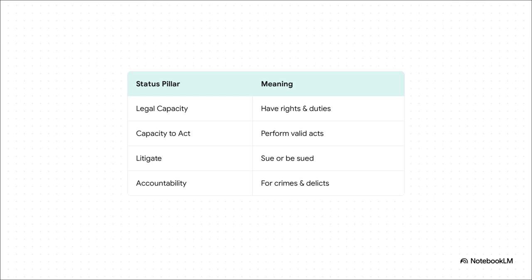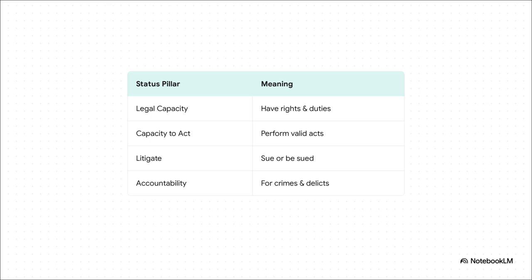Right. So when we talk about status in the legal sense, we are really talking about a matrix of 4 distinct competencies. You need to grasp these 4 pillars. First up is legal capacity. Second is the capacity to act. Third is the capacity to litigate, meaning your ability to sue someone or be sued yourself in court. And fourth, accountability for crimes and delicts. Delicts, by the way, are essentially civil wrongs.